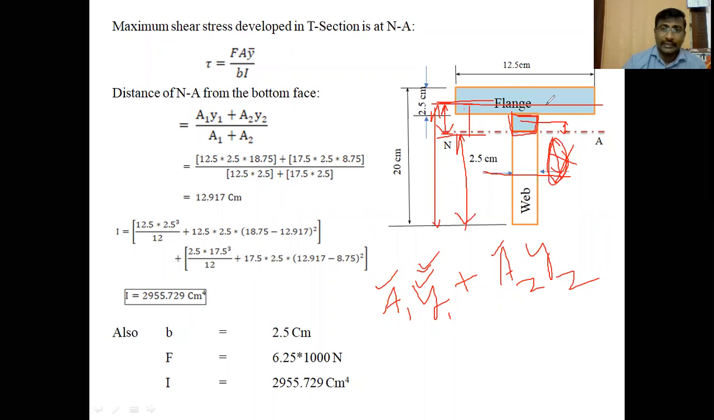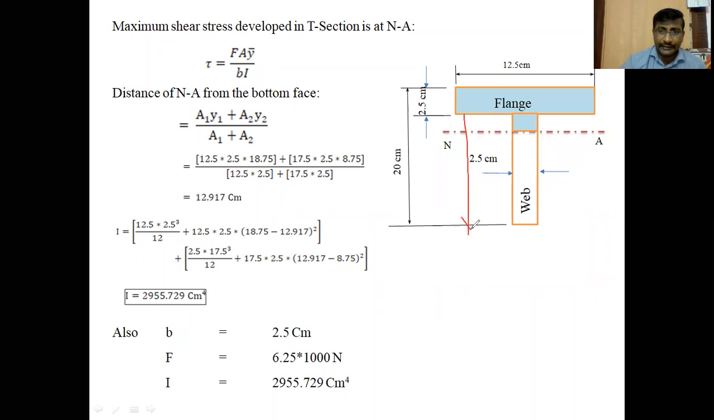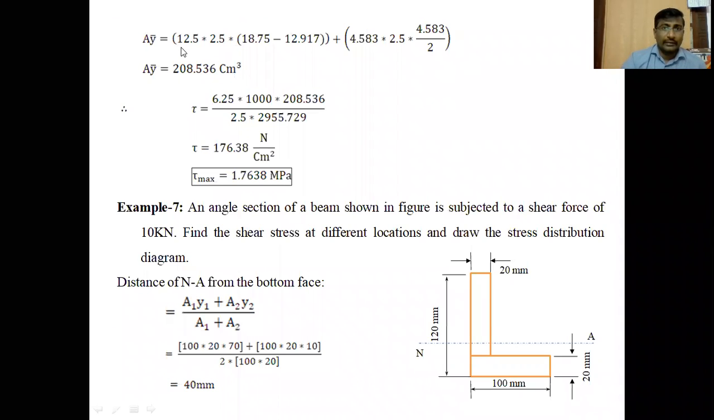How much area is that? Total web height is 17.5. Web height is from this place to this place, 17.5 minus 12.917. So 17.5 minus 12.917 is the height of the web which is above the neutral axis, and the thickness is 2.5 centimeters. So here 18.75 minus 12.917 is the y2. So 12.5 into 2.5 is the area A1, into y1, which is 18.75 minus 12.917, plus A2 y2.